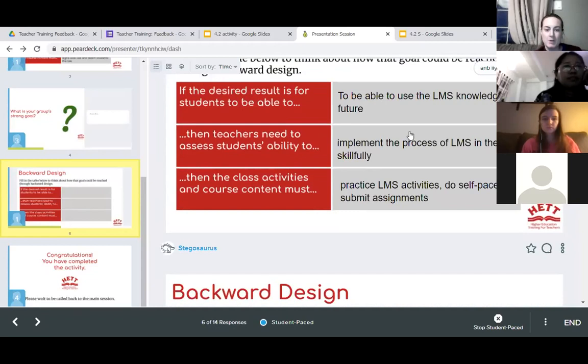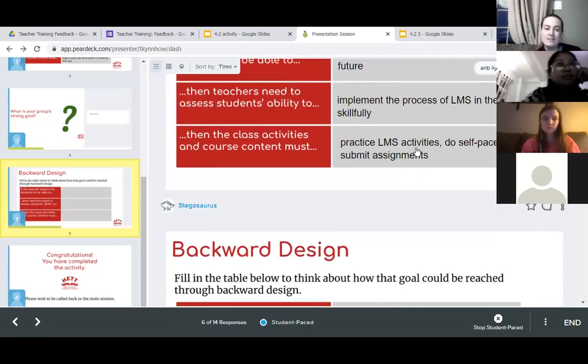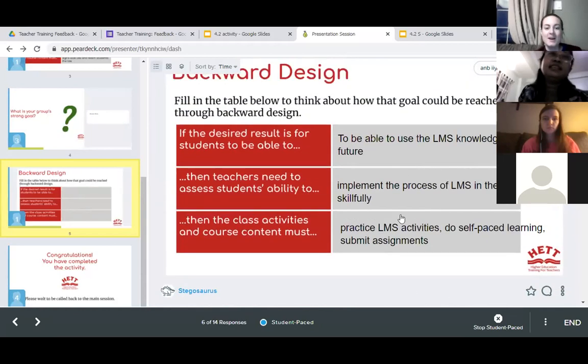Maybe be a little bit more specific about what about LMS? What about the learning management system needs to be learned? I know. I just mean for the last one, like what specifically would you want to be learning about the learning management system?